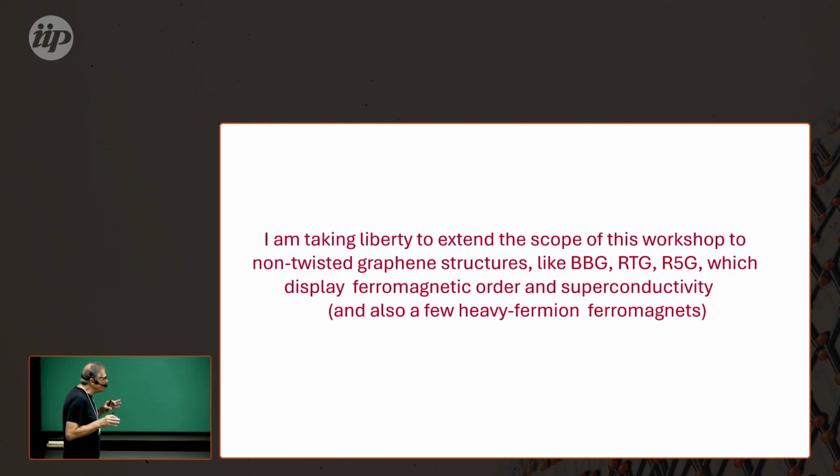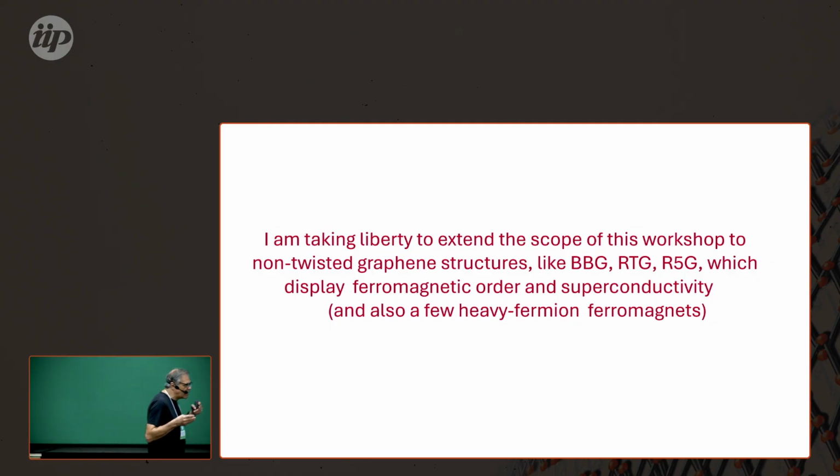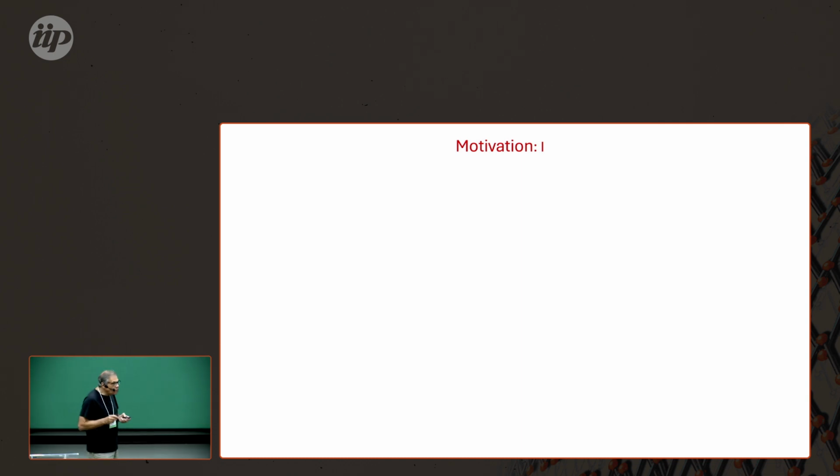This talk will be about untwisted materials like Bernal bilayer graphene, rhombohedral 3-layer, rhombohedral 5-layer graphene, which display, at least in the minds of some, simultaneously ferromagnetic order and superconductivity. And there's a similar phenomenon in heavy fermion materials, so I will make some reference to heavy fermion materials as well. So there are two motivations for what I'll be talking about.